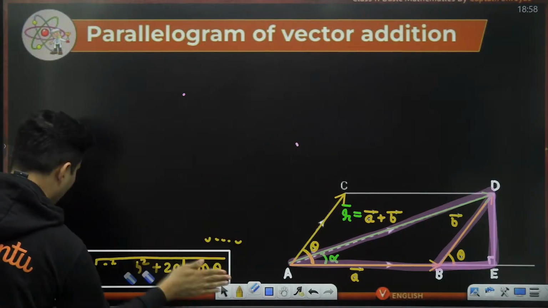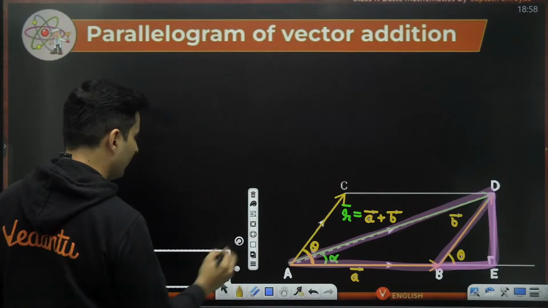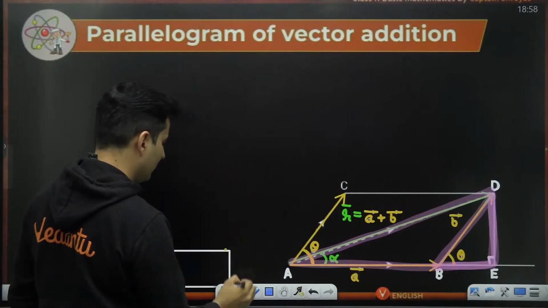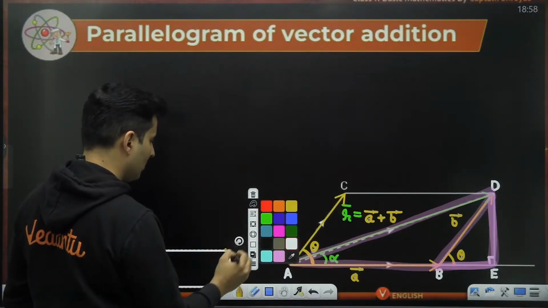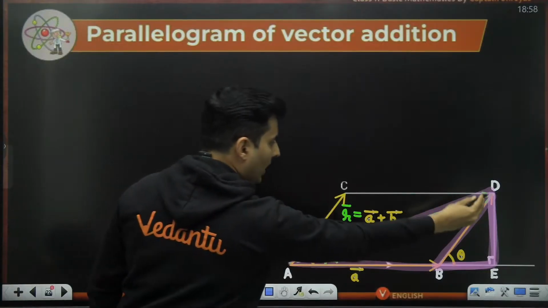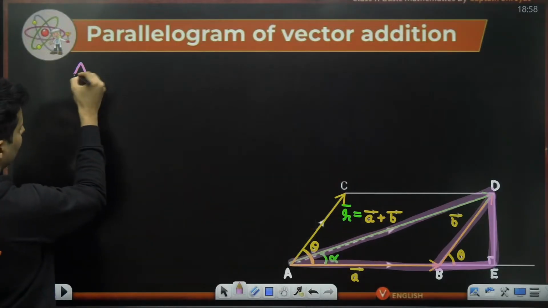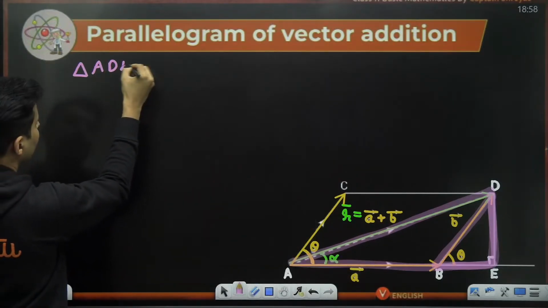How do I find that angle alpha? I want to find out that angle alpha. So for that, look at that big triangle again, ADE.